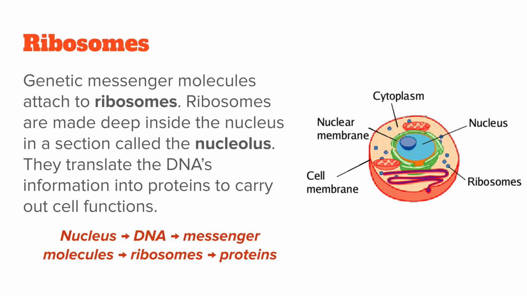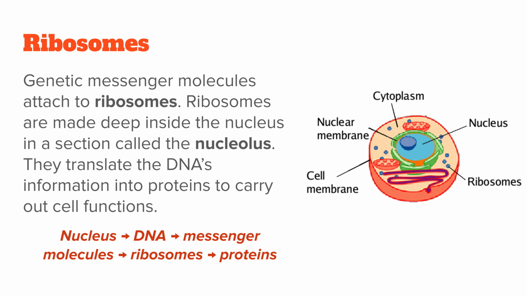Messengers from inside the nucleus will take genetic information and they'll run it through a ribosome. Now we can find ribosomes in several different places around the cell. Lots of these ribosomes are floating around in the cytoplasm, but there's also ribosomes that are embedded in a structure we call the endoplasmic reticulum.